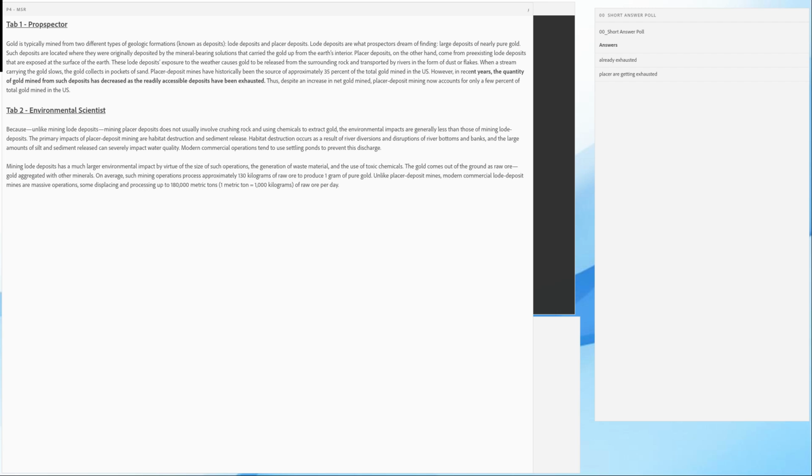Readily accessible deposits have been exhausted. Okay. Thus, because they are exhausted, that's why we have a very low percentage. That's why the usage of "thus." Again, passage structure. Does this answer your question?